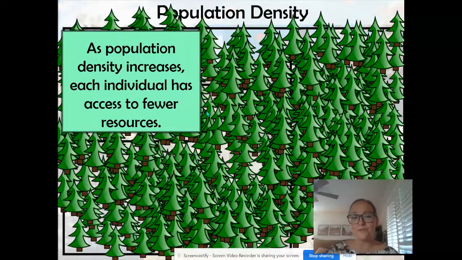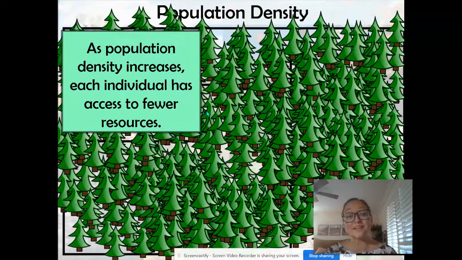If you had 100 acorns but 10 squirrels, well, then each squirrel gets about 10 acorns. But if you had 100 acorns and 50 squirrels, if you increase that population density, now each squirrel only gets 2 acorns. Or if you have 100 acorns but 150 squirrels, you're going to have some who starve to death. And so as that density or the amount of individuals increase in an area, that's going to lead to way more competition and less resources per individual, which make it much more difficult to survive.